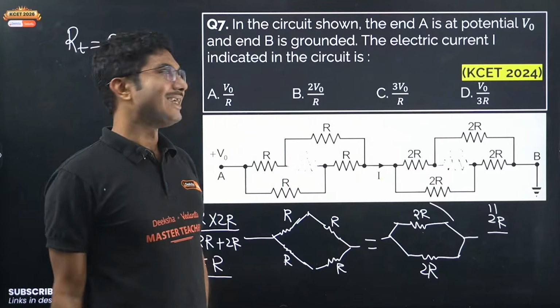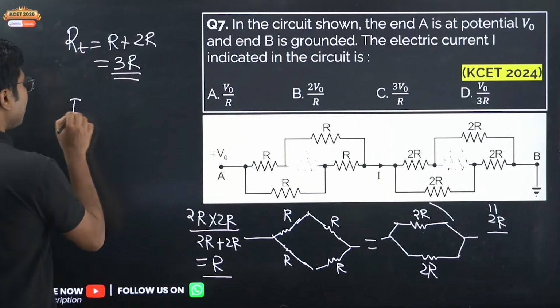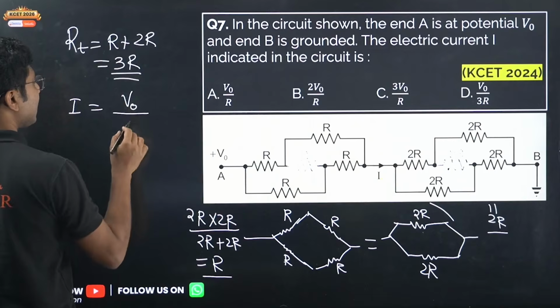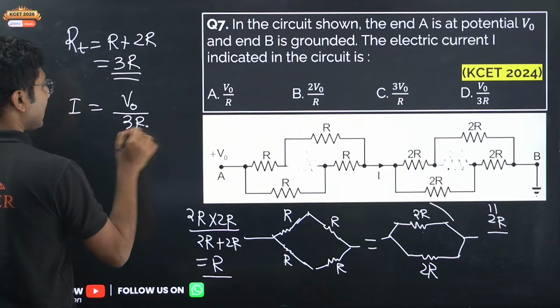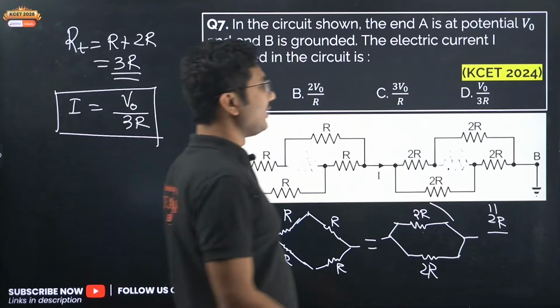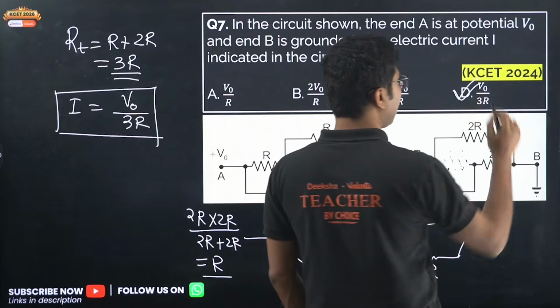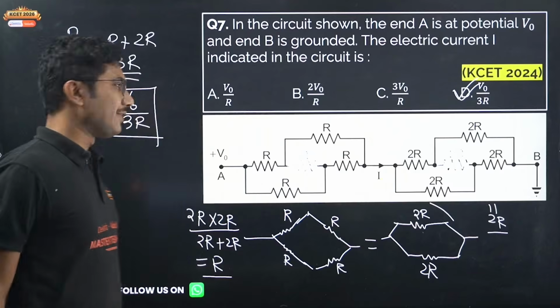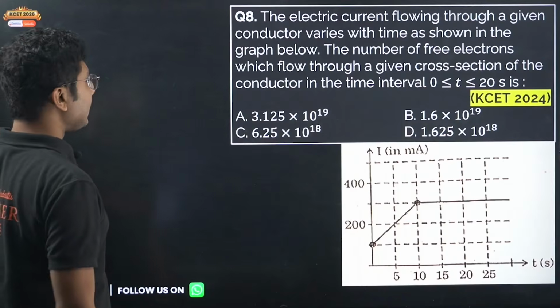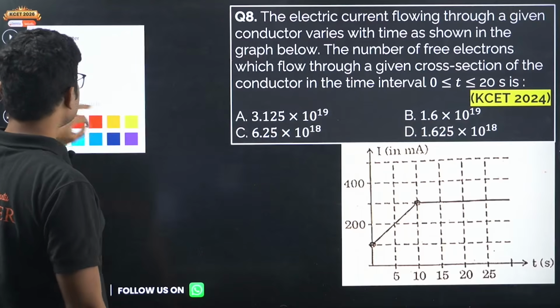Now what is the current in this case? Current will be the voltage difference, that is V0, divided by the resistance, that is 3R. So the current in this circuit is V0 by 3R. Correct answer, option D. Very interesting question, right? And this kind of question is common in KCET. So do practice such questions.